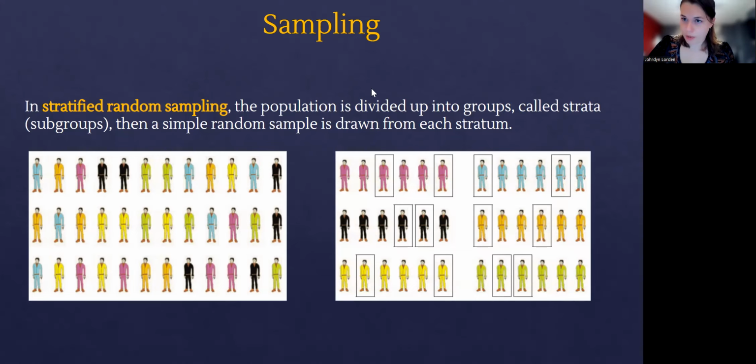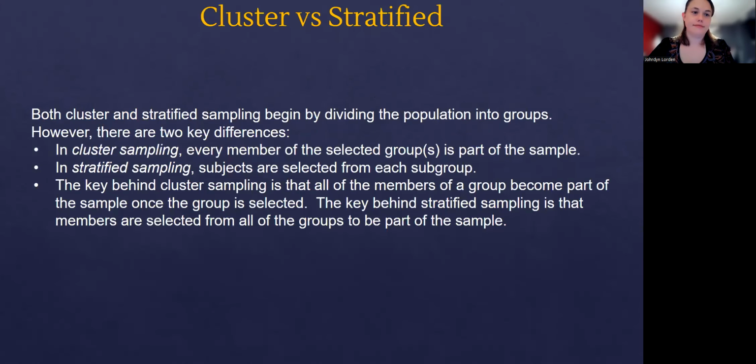So really important that you notice cluster sampling and stratified random sampling are very similar. Don't mix them up. They are very different. In cluster sampling, you grab whole clusters, and in stratified sampling, you grab a little bit of each cluster. So both of them are very similar. You start by breaking them into groups, but we want to make sure that we understand the difference between cluster sampling and stratified sampling.